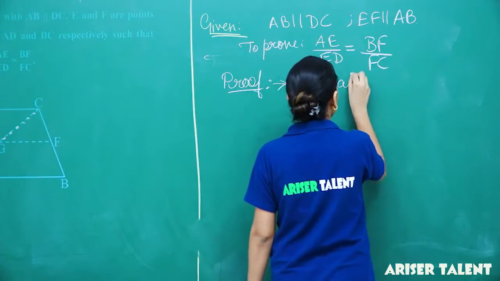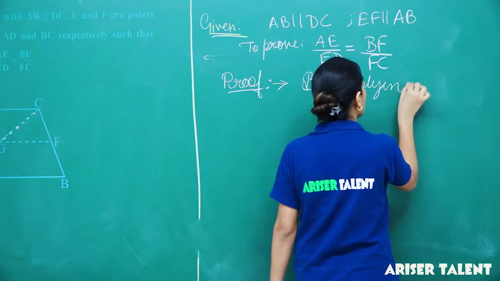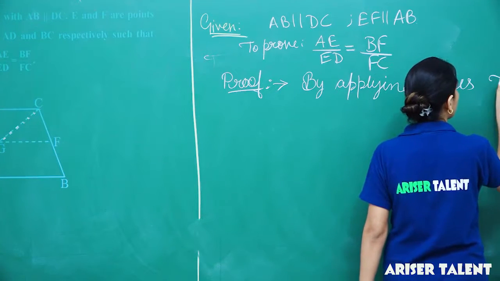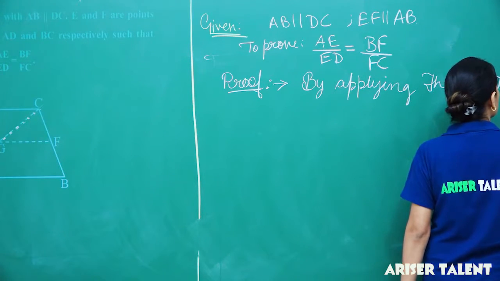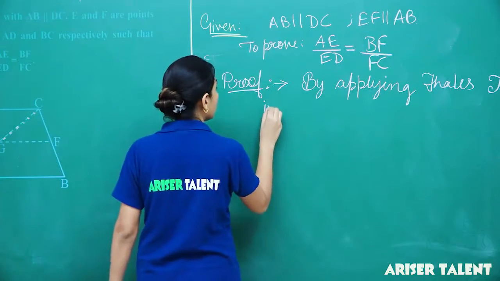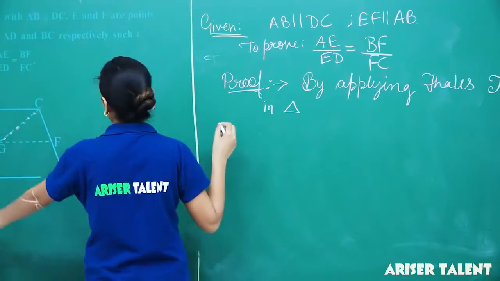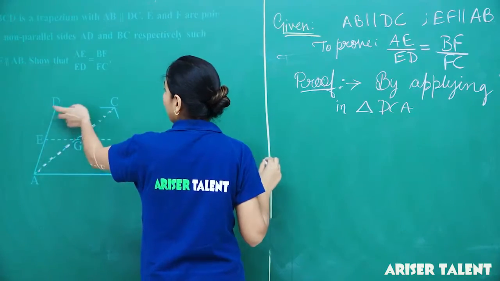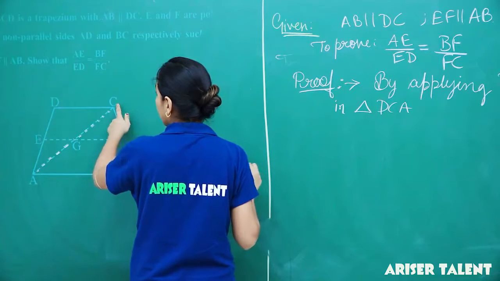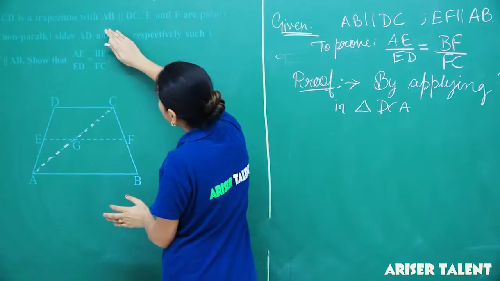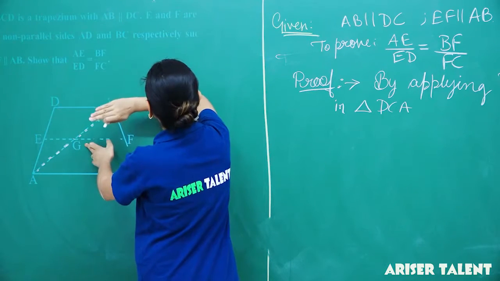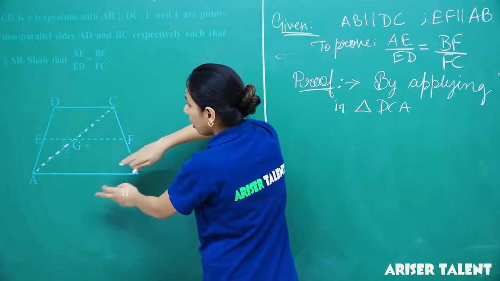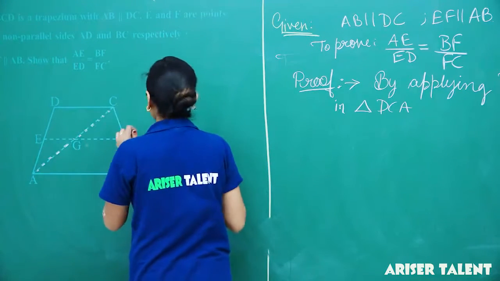By applying Thales theorem, in triangle DCA, what we will get? This by this will be this by this, because what we have given, that EF is parallel to AB. Now AB is parallel to EF, parallel to DC. Okay.